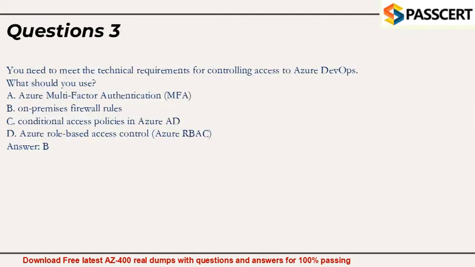Question 3. You need to meet the technical requirements for controlling access to Azure DevOps. What should you use? A. Azure Multi-Factor Authentication, MFA. B. On-premises firewall rules. C. Conditional access policies in Azure AD. D. Azure Role-Based Access Control, Azure RBAC. Answer: B.